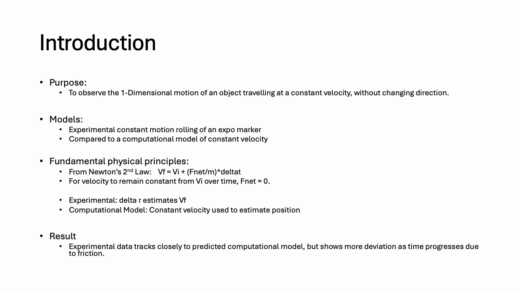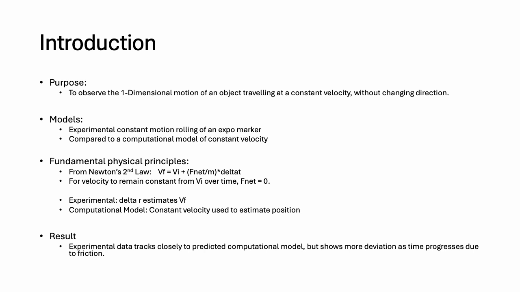So fundamental principles, of course, Newton's second law, where we're deriving the velocity update formula as well as the position update formula. And for the velocity update, for velocity to remain constant without any applied force, we need to assume that F net equals 0. For experimental, since velocity is more difficult to measure, we are estimating velocity from the change in position instead. Whereas in the computational model, we are using the constant velocity from the velocity update to estimate the next position.